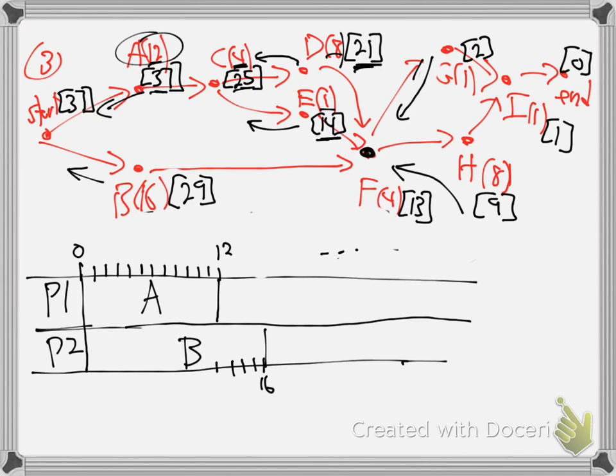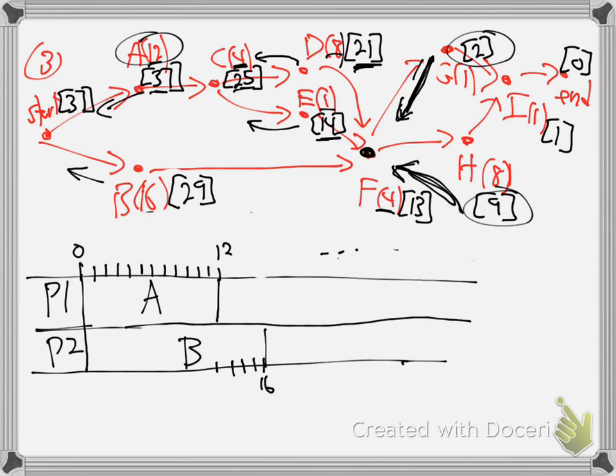There are two ways to get back to F: this way and this way. So will I take the 2 or will I take the 9? The 9, because it's higher, because it's bigger. Then I add 9 plus 4. After F is when I continue.